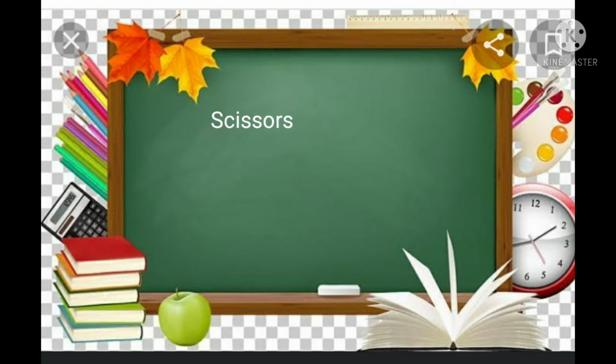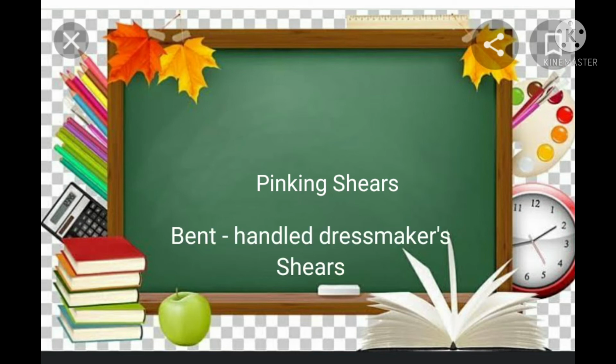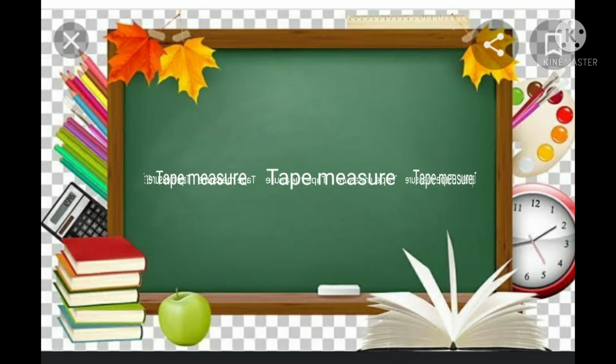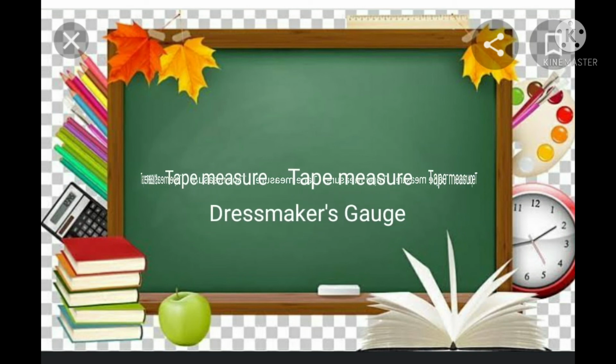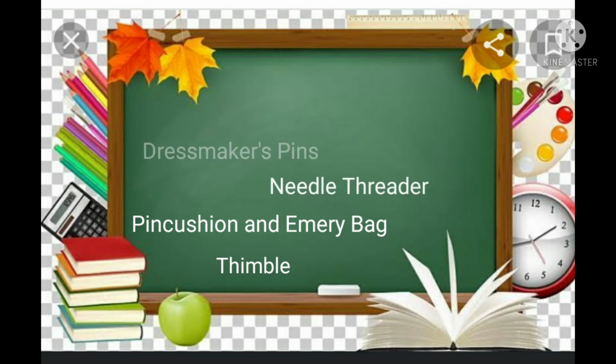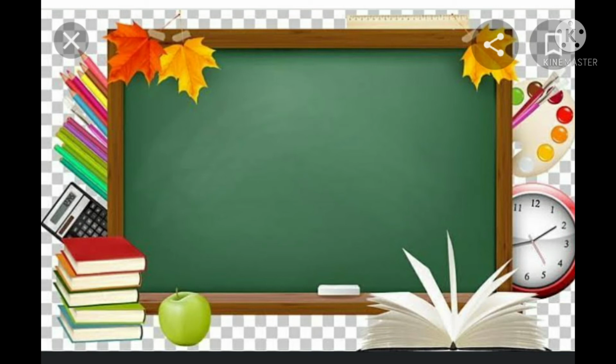To summarize what we discussed today, we have the cutting tools like the scissors, the pinking shears, and the bent-handled dressmaker shears. For measuring tools, we have the ruler, the tape measure, the dressmaker gauge. And for sewing tools, we have the needle, the thread, the dressmaker pins, needle threader, pin cushion and emery bag, and also the thimble. Class, what did you learn today? You've learned about the tools and materials in sewing.